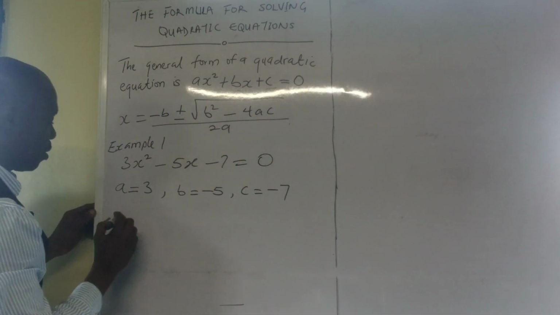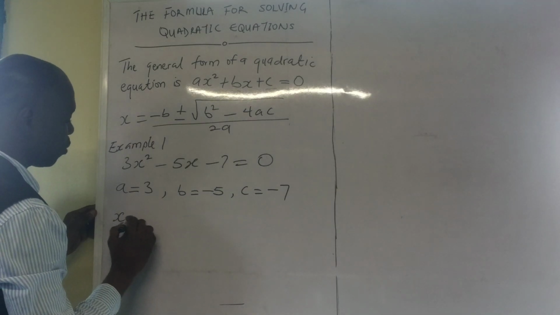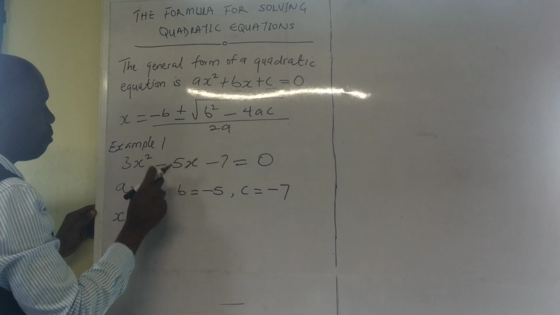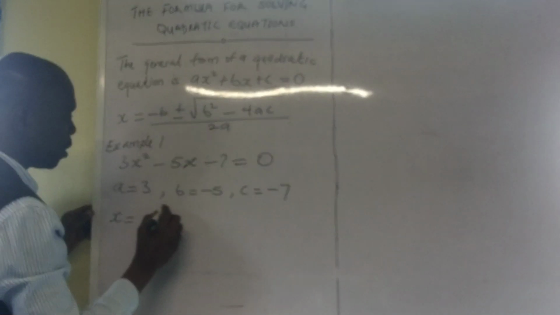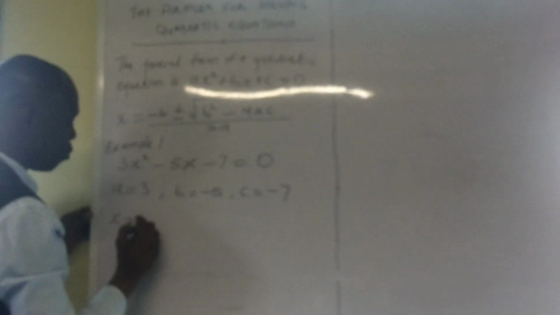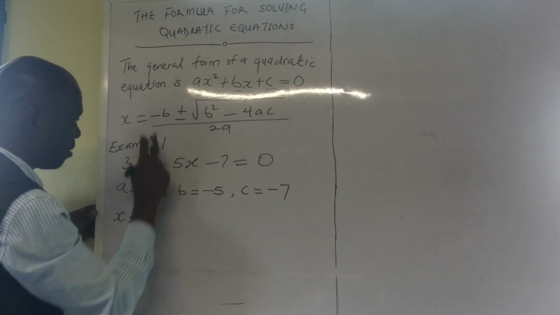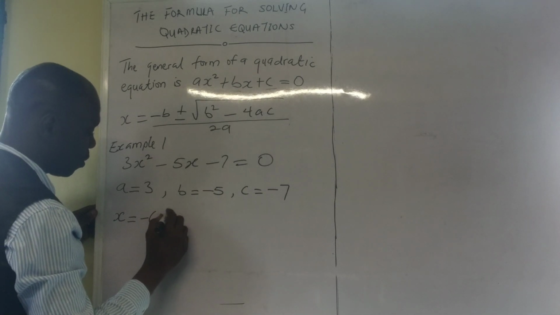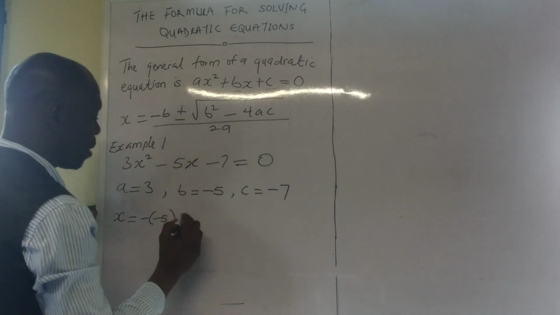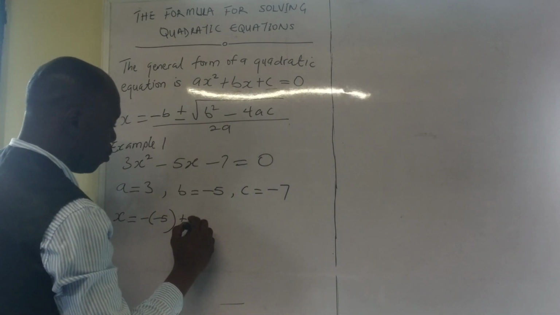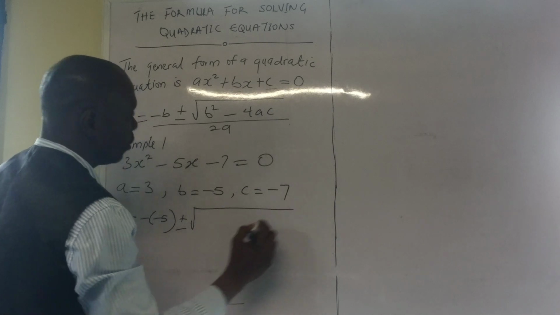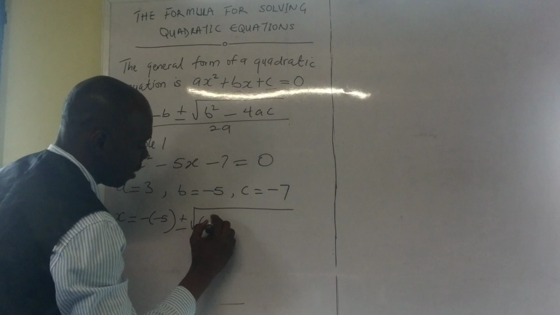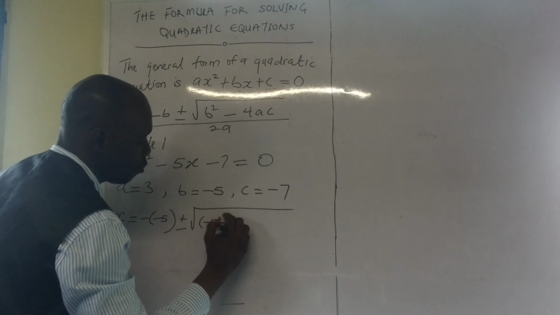So let's go further. X equals minus B here. We have B standing for minus 5, so negative of that: this negative, you put it out, bracket, negative 5, close bracket. Then plus or minus, we put out the root of B squared. B is negative 5, so we open the bracket, minus 5, close the bracket, squared.